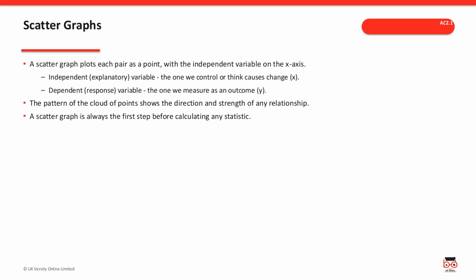The very first thing you do with paired data is plot a scatter graph, one dot per pair. By convention, the independent or explanatory variable, the one you control or think drives the change, goes on the horizontal x-axis, and the dependent or response variable goes up the y-axis. The shape of that cloud of dots tells you the direction and strength of any relationship. Honestly, never calculate a single statistic before you've looked at the scatter.